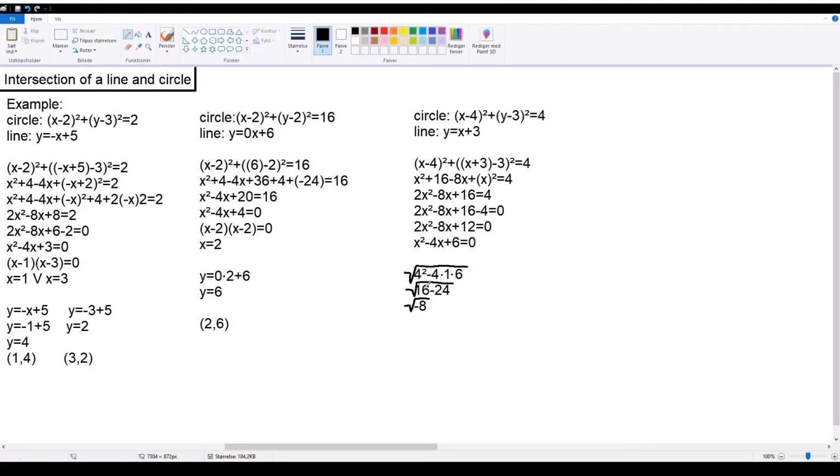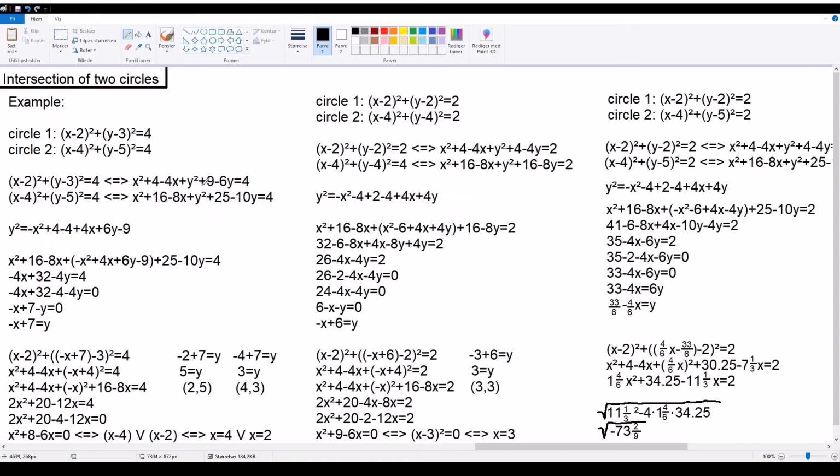So 4 squared minus 4 times 1 times 6, that equals 16 minus 24, and that equals the square root of negative 8, because all this has a square root. And since you cannot take the square root of a negative number, this entire thing does not work without using imaginary numbers, meaning that this line does not intersect the circle. Lastly, we have the intersection of two circles.